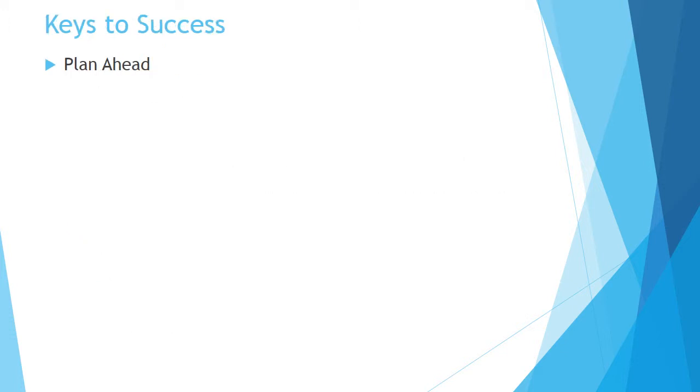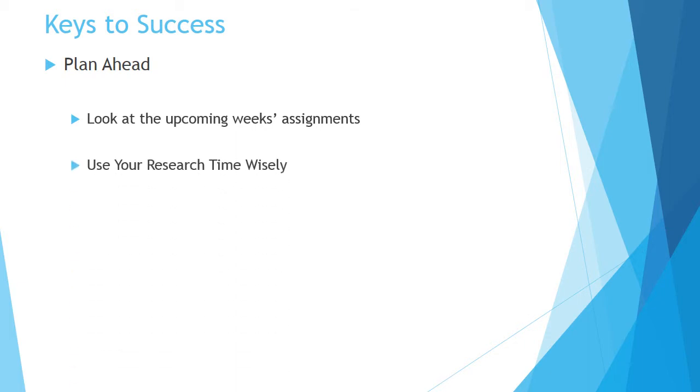So the keys to success for week number 4: plan ahead. The discussion post shouldn't take you too much time, but getting your information together for your next paper should be where you spend your time. So look ahead at the upcoming week's assignment. Maybe look all the way through the end of the class and see what your last paper is going to be about. I suggest that because of your research time, your time in the online library looking for articles that are pertinent and relevant to the approach you're taking on your paper.